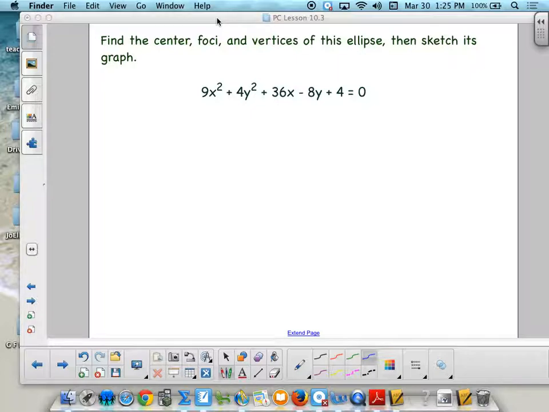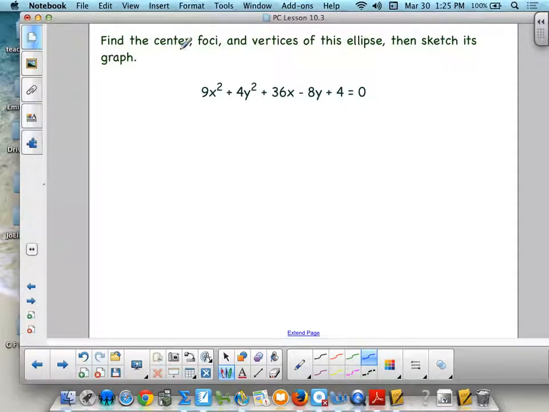Your job in this slide is to give me the center, the foci, and the vertices of the ellipse, and then sketch it. There's a lot to this, just so you know, so get ready to write. Now, the second you look at this equation, can you tell me why it's an ellipse? Just look at it. Okay, good. You got an x squared. You got a y squared. Right there, that tells me this is an ellipse. So you have an ellipse because you have x squared, y squared.